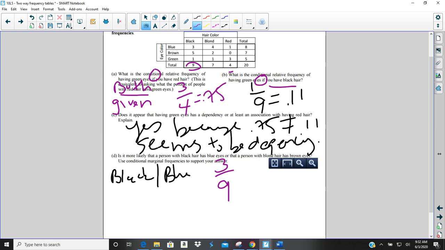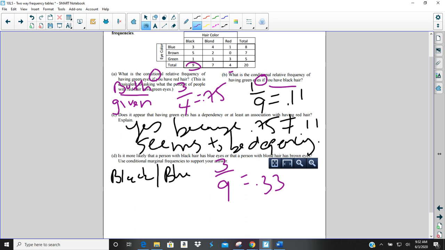Okay. So given they have black hair, 9, what's the probability they have black hair and blue eyes? 3. So we'll get to the number 0.33. And again, you don't have to make it into a decimal, though you might not know off the top of your head whether a fraction is bigger or smaller than another. Let's go to the other question now.